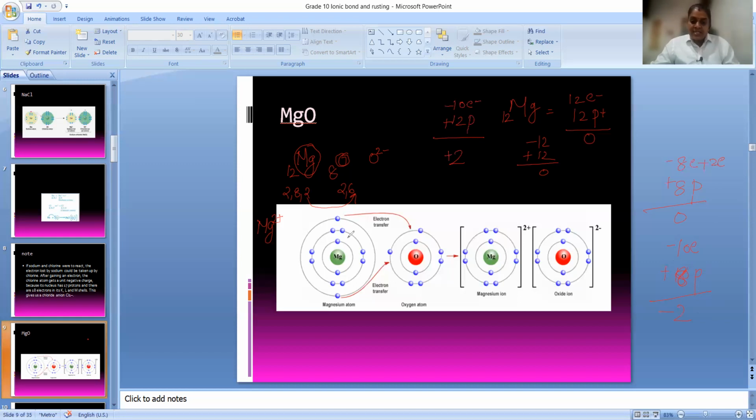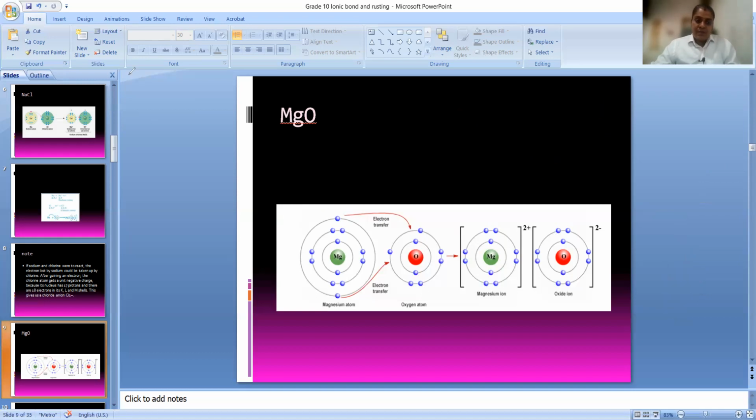So here you can see the 2 electrons present in the outermost shell of magnesium are going to oxygen. So oxygen is getting 8 electrons in the outer shell. At the same time, magnesium is getting 8 electrons in the outer shell. And they will get 2 plus and 2 minus charge, and they will attract and form an ionic bond. Okay. Now, let us see one more example.